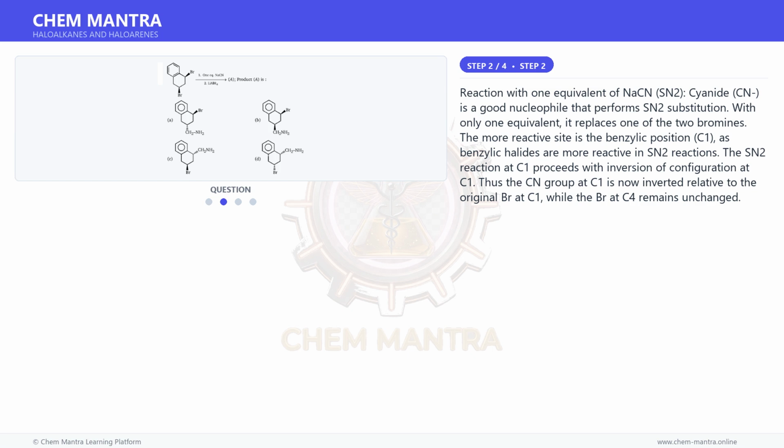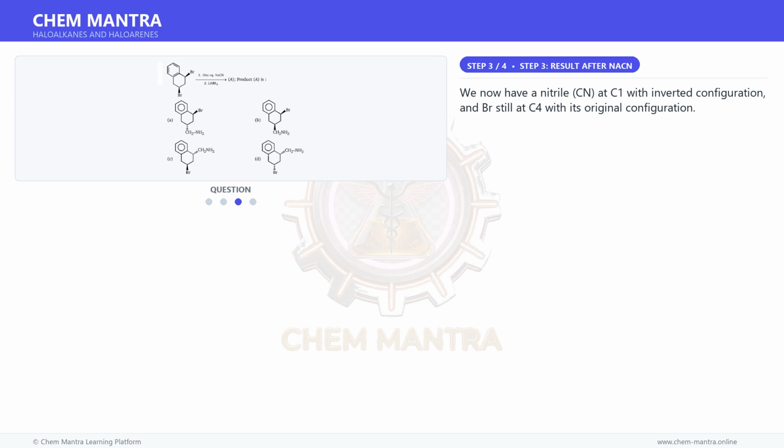Thus the CN group at C1 is now inverted relative to the original Br at C1, while the Br at C4 remains unchanged. Moving on to the next step. We now have a nitrile, CN, at C1 with inverted configuration and Br still at C4 with its original configuration.